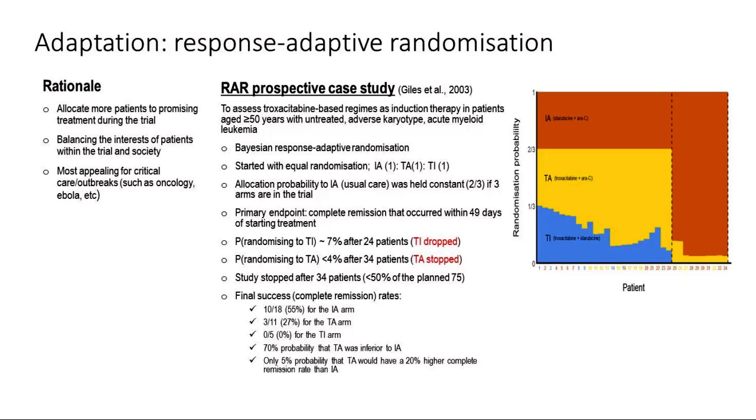Exactly. Yeah. Another question. Does it mean that the response adaptive randomization is limited to phase 2 and phase 3 trials, since it's looking at response? Can't we apply it in other trials, like phase 1 trials?